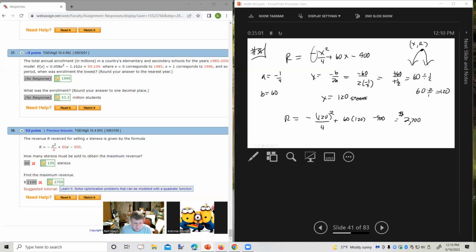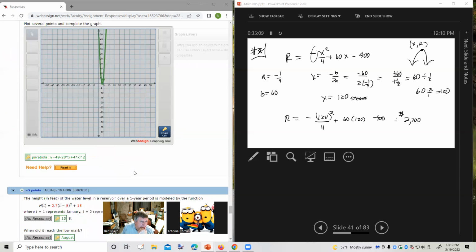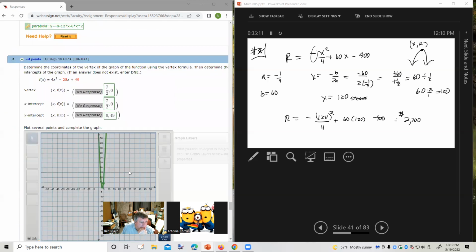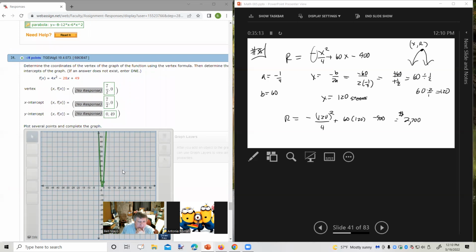We've got 10 minutes, probably enough to do one more. What would you like to do? One of them with graphing. All right, let's go back to the graphs. Is this one okay? Yes. All right.